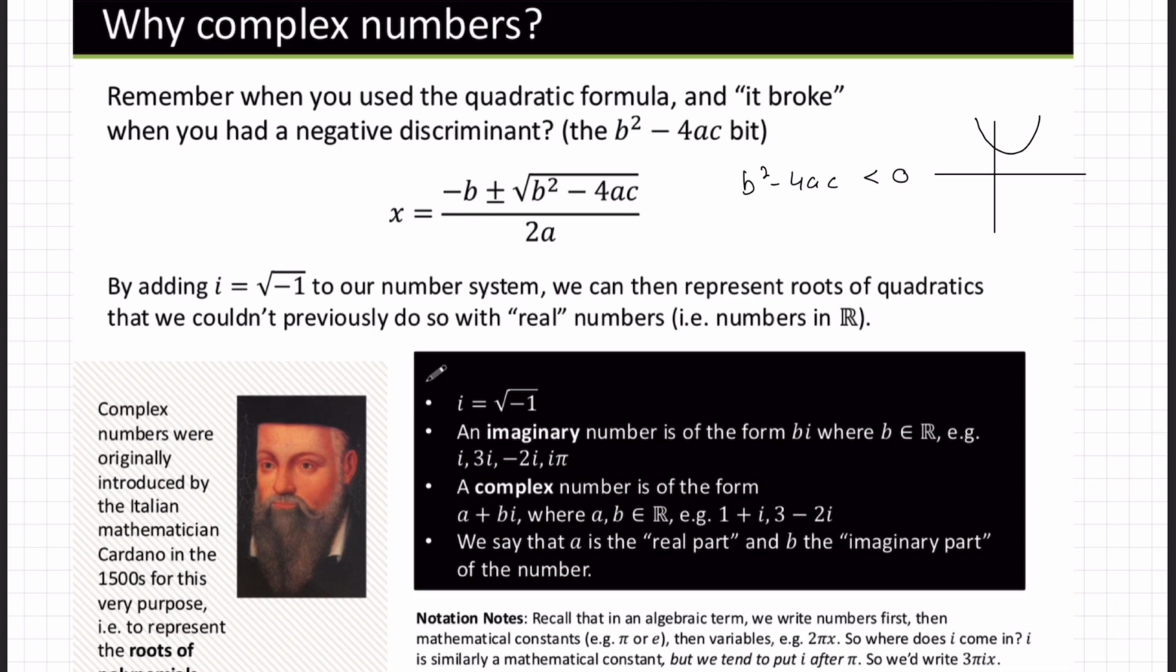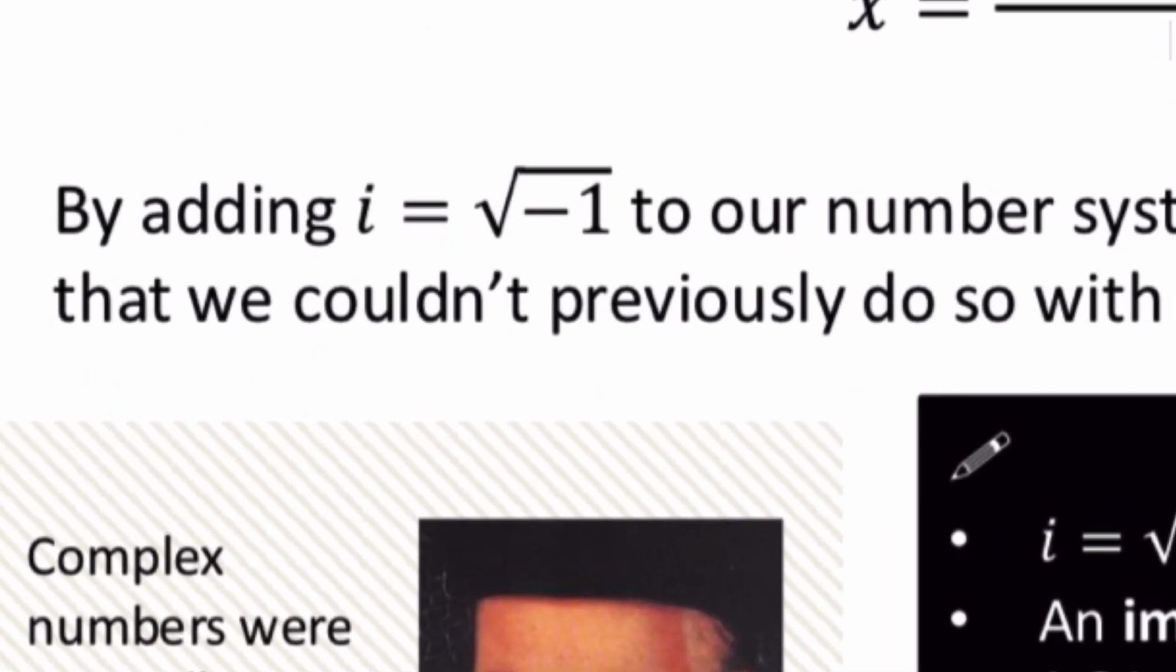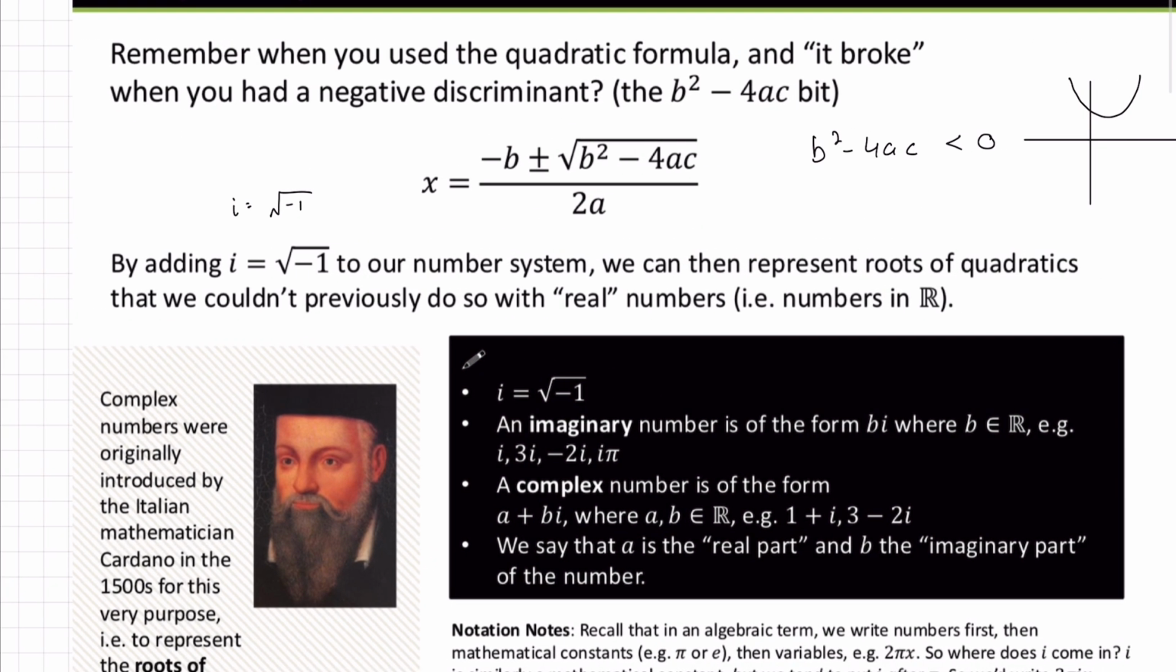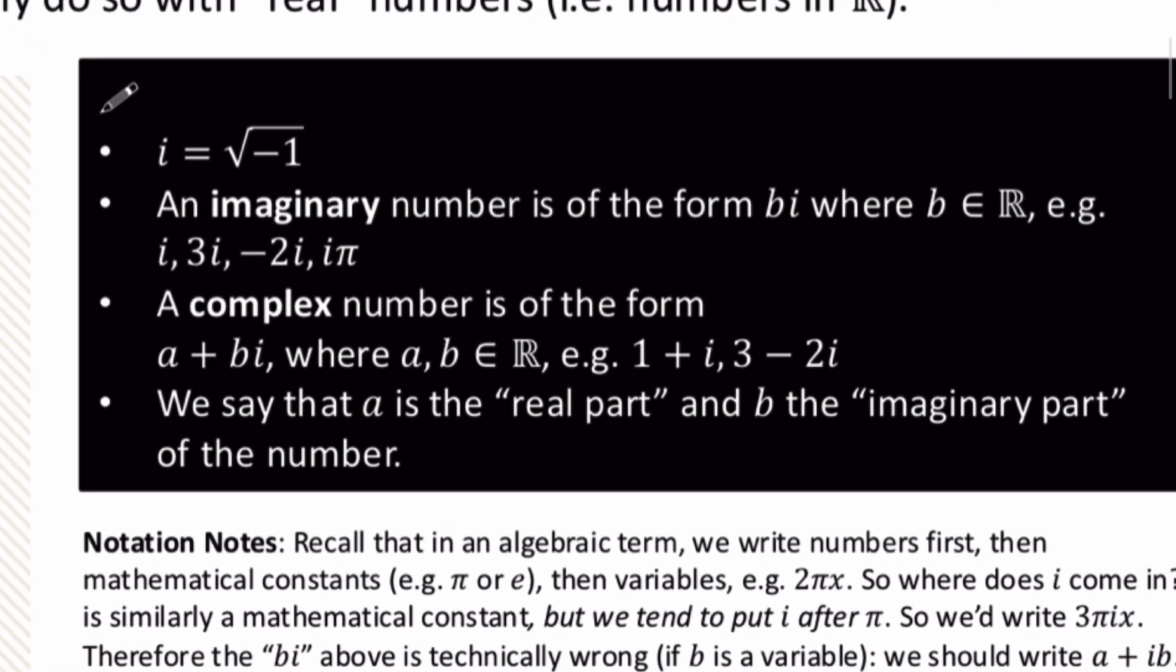in complex numbers, we can look at introducing i equals the square root of -1. And this helps in many ways with dealing with complex numbers. So the square root of -1 is an imaginary number and it's in the form bi, where b can be an element of any real number, for example i, 3i, -2i, iπ, and so on. And a complex number is in the form of a plus bi, where a and b are elements of any real numbers. So 1 plus i, 3 minus 2i, and so on. We say a is the real part and b is the imaginary part.